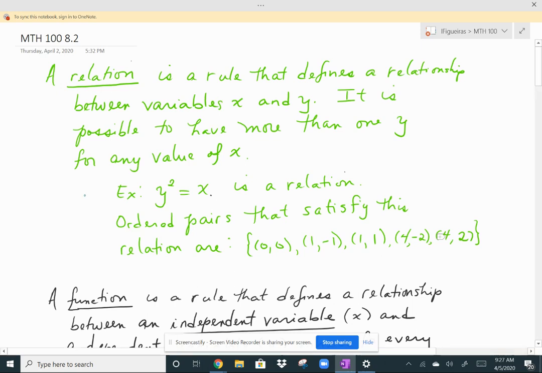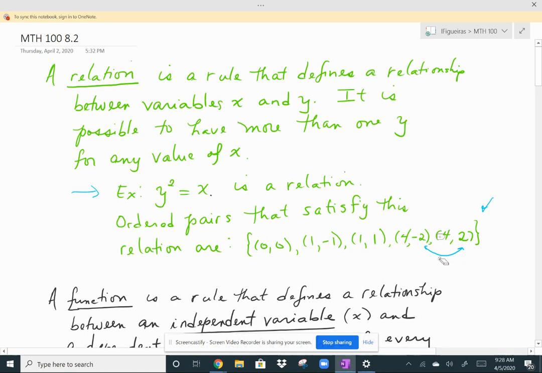An example of a relation is this rule here, y squared equals x. Ordered pairs that satisfy this relation are the ones that you see here in this set: (0, 0), (1, -1), (1, 1), (4, -2), and (4, 2). Notice that we have two examples here of an x value that goes to two different y values. So (1, -1) as well as (1, 1). And then we have another two to the right for (4, -2) and (4, 2). So 4 gets mapped, or is associated, with two different y values of -2 and 2.